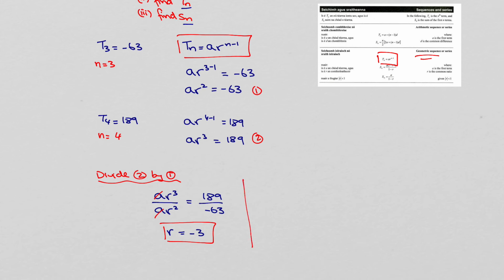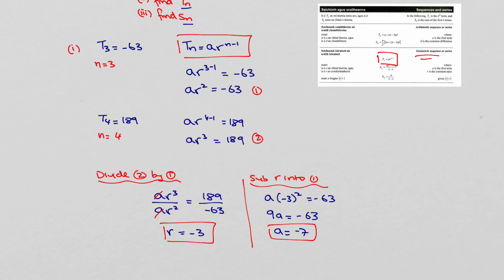Once we know what r is, we can then sub r into equation 1. If we sub r into equation 1, we have a times r squared equals minus 63. So that's 9a equals minus 63, and therefore a is equal to minus 7. So now we have the first term and we have r. We've done part 1.